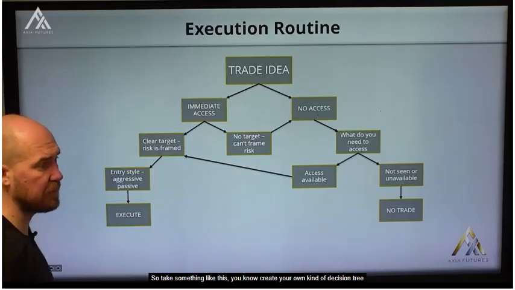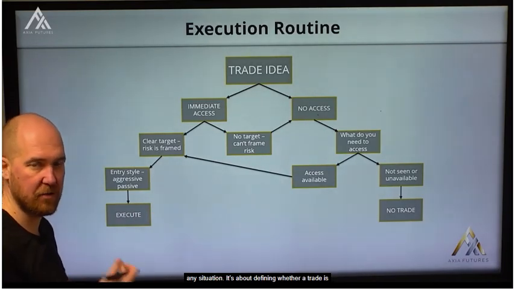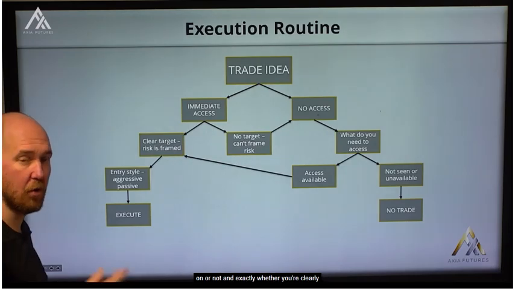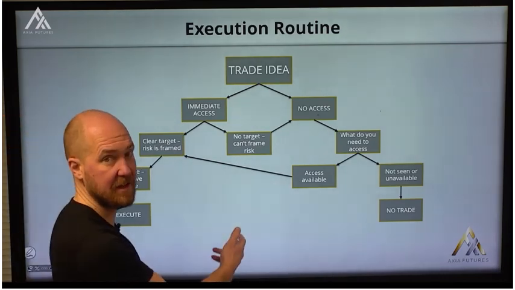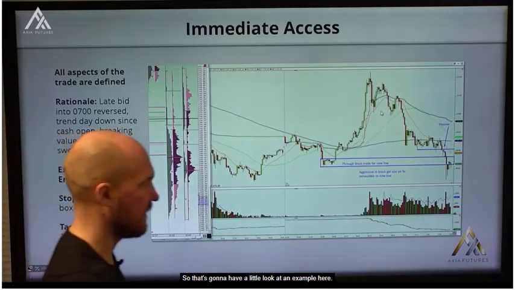So take something like this, create your own kind of decision tree, if you will, as to what you should be doing in any situation. It's about defining whether a trade is on or not and exactly whether you're clearly defined in that trade. So let's go and have a little look at an example here.